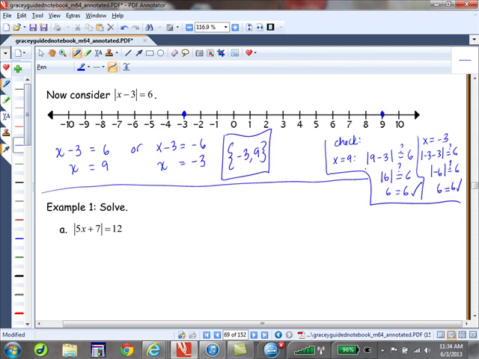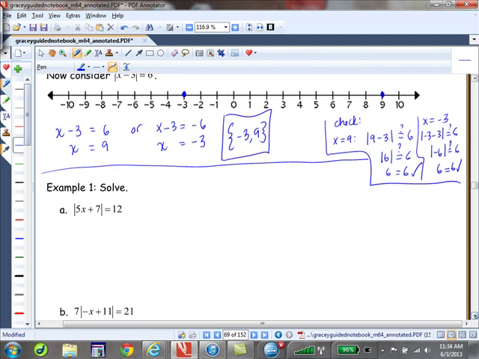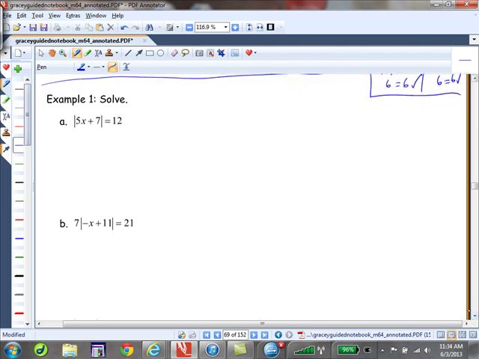All right, so here we go. Example 1, I've got 4 examples here. Why don't you go ahead and try A on your own. You don't need to graph it. You can just solve it and then check your solution. So pause the movie and give A a try. Okay, let's see how you did.